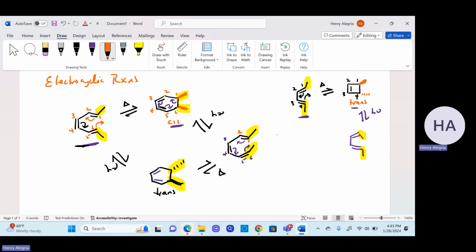And then, of course, if I take this and treat it with heat, I'm going to cyclize again, and this time I'm going to get the cis. And if I take this and now treat it with light, I'm going to get that. So again, what's important is to follow the orientation of the methyl groups we have there, and things are changing depending on whether I'm using light or heat.